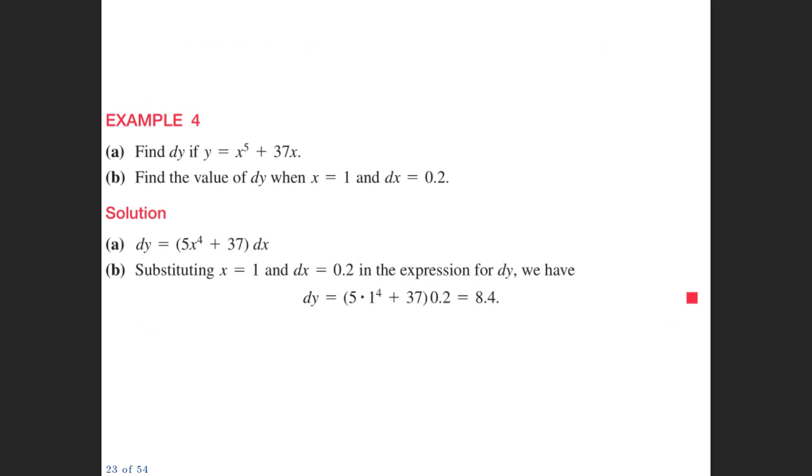For example, part A: find dy if y is x to the power 5 plus 37x. And part B: find the value of dy when x is equal to 1 and dx is equal to 0.2.